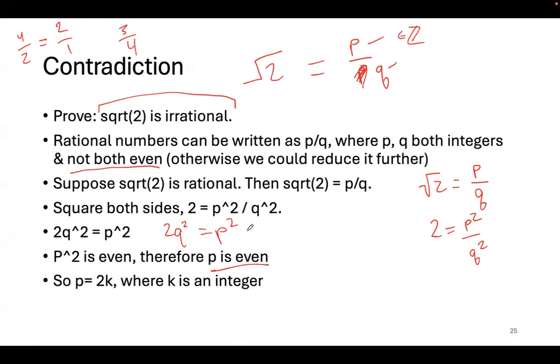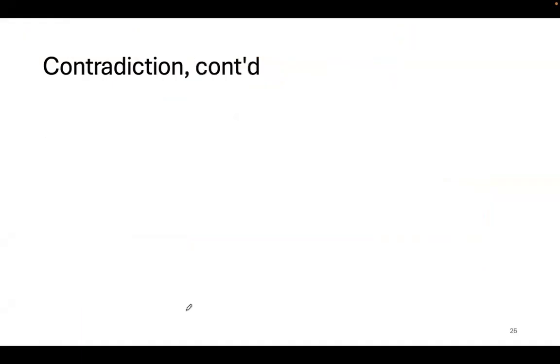So once we know that p is even, we can write it as some integer. So p is even, which means it's equal to 2 times something, that's what an even number looks like. So k is just some integer. We don't care, it's just an integer.